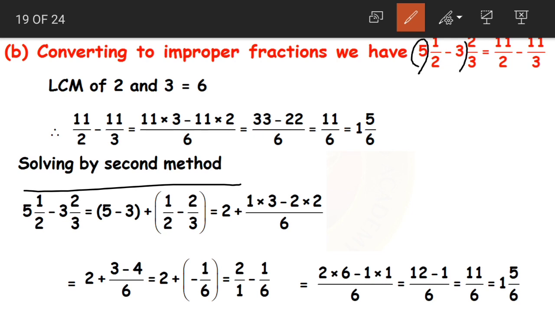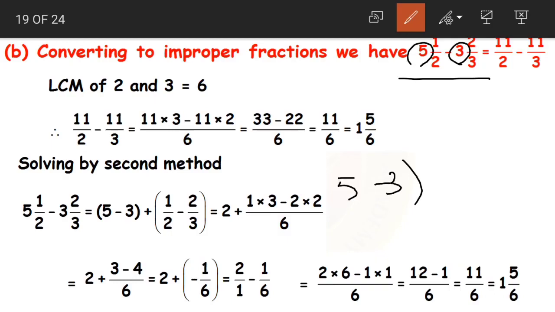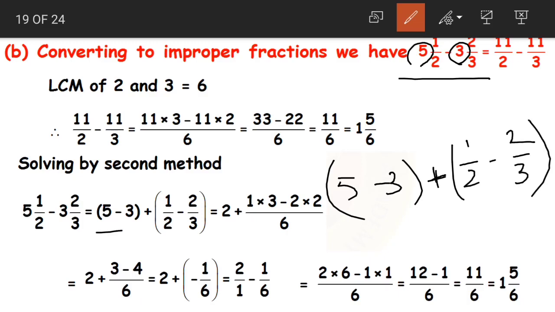First solve the whole number parts separately and the fractional parts separately. Yes students? Now in this, 5 1 by 2 minus 3 2 by 3, we have 5 minus 3, plus, and then we have 1 by 2 minus 2 by 3. Yes students, 5 minus 3 plus 1 by 2 minus 2 by 3.